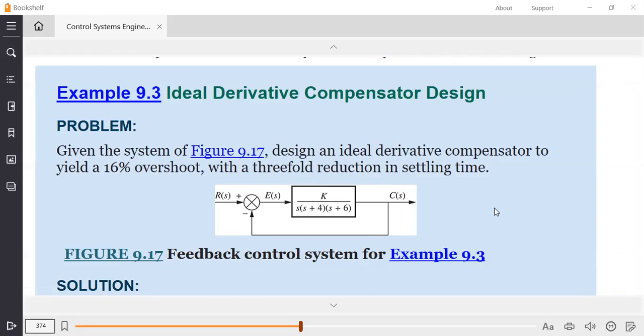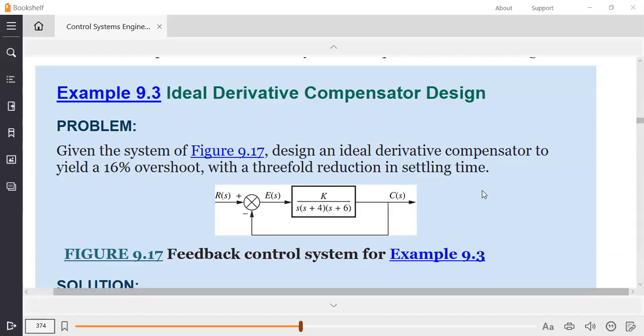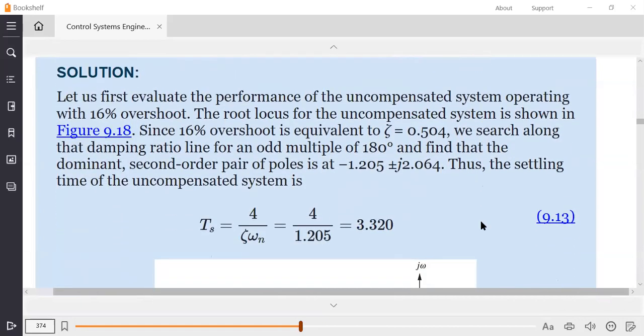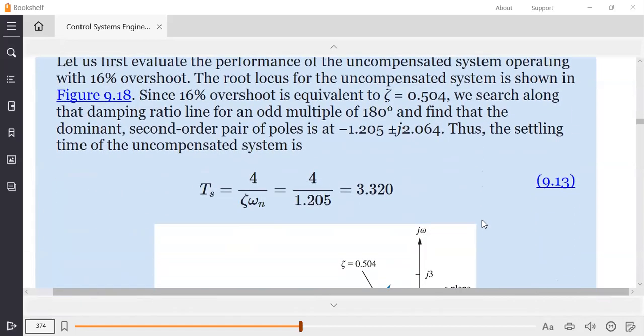They will never say it, look at the question. They are not saying that you draw the root locus first, but inherently you have to do it, because otherwise you cannot proceed further. So you have to plot the root locus, and then find the 16% overshoot line. Once you do that, based on the ideas of chapter 8, you can figure out the intersection point. Once you have your intersection point, from there on, you have to design your derivative compensator. So basically, we are repeating chapter 8.